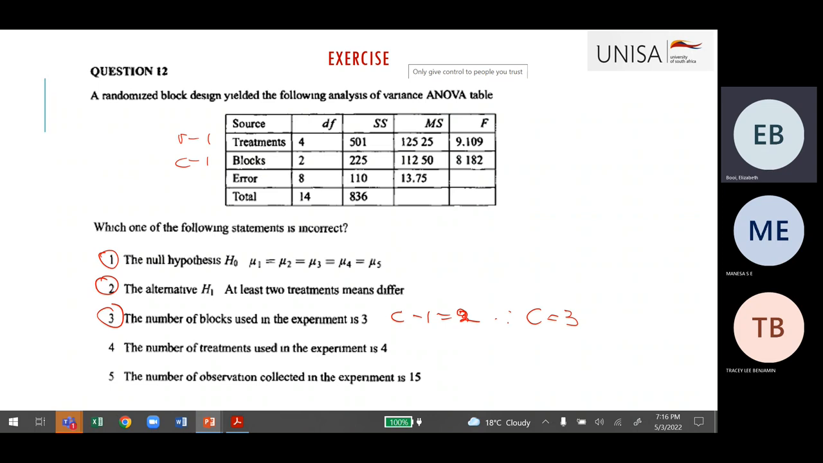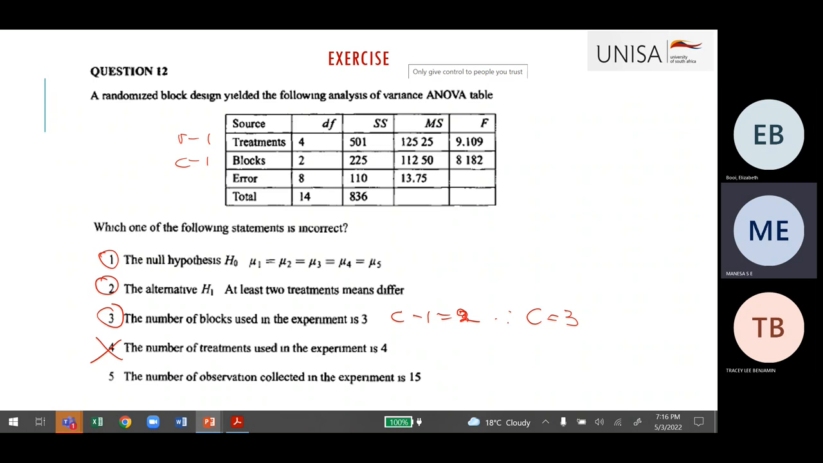The number of treatments used is four. Is that correct? That's incorrect. That will be the incorrect one, because there are four degrees of freedom for treatment. Therefore, they are R minus one, so R is equal to five. The number of observations collected in this experiment is 15.